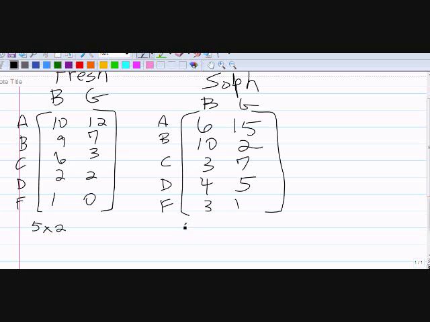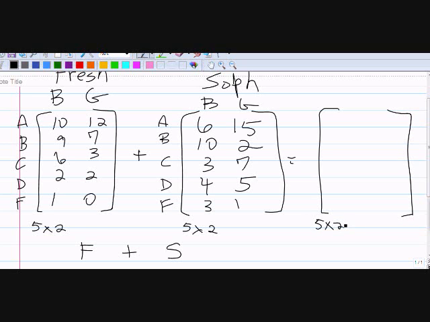So if these two matrices have the same dimensions, we could add them. I'll call this one the F matrix and this one the S matrix. So I'm going to add F plus S. The resulting matrix is also going to be a 5 by 2 matrix.